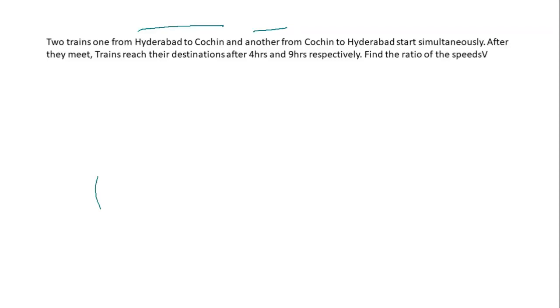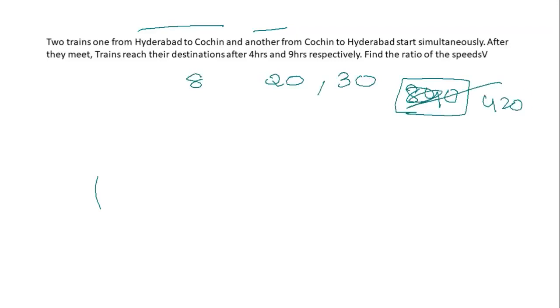So see here, it's more of common sense. In this question I'll assume some values, okay? Let's say one train goes at 20 kilometers per hour, and the other goes at 30 kilometers per hour. I'm just assuming. And the distance between them, I'm just taking as 840, or else I'll take it as 420 kilometers.